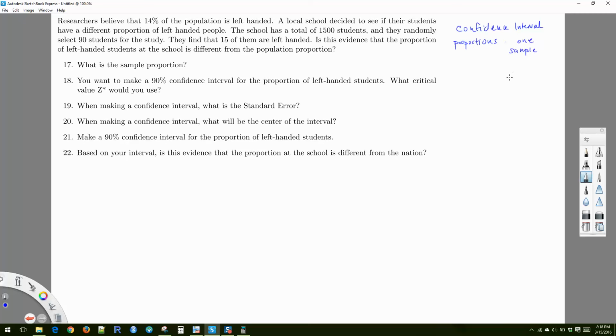Okay. Why don't we list off the data that we have? What is our sample size? 90 students. How many people are left-handed in our sample? 15. What's our p hat? 15 divided by 90, so 0.1667. Okay? And that's actually our answer to number 17. P hat is 15 over 90, 0.1667.